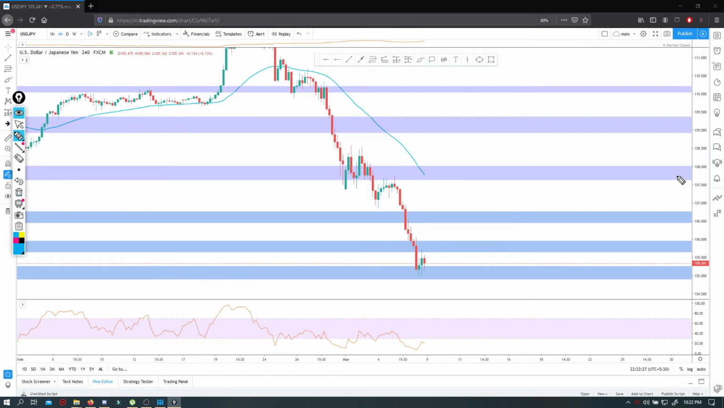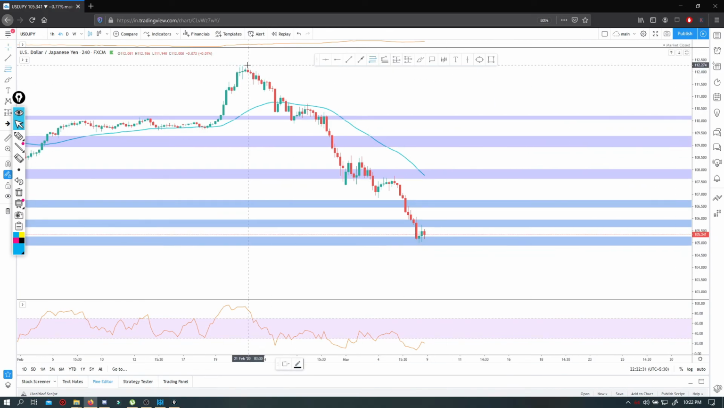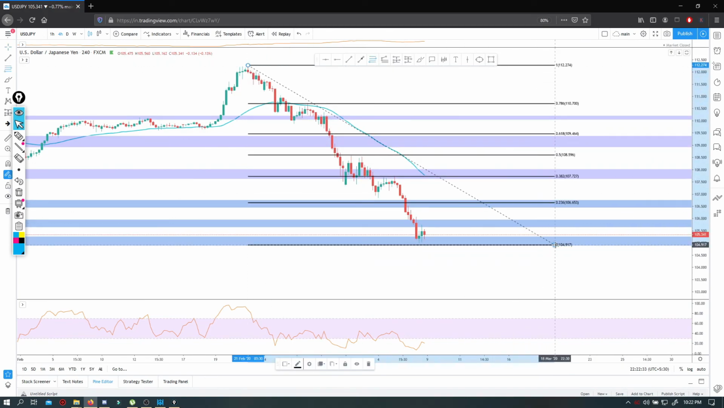So now we can also see that if we draw a Fibonacci level from here to here, there is a 0.236 level. So it gives us an indication that if this pair comes to this level, then we're going to take a short trade. So guys, this is all for this video.